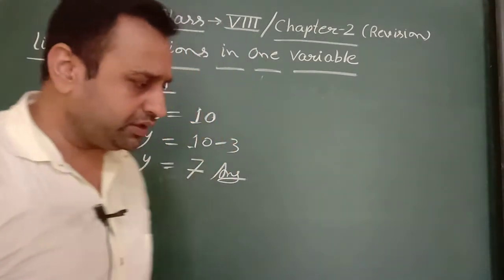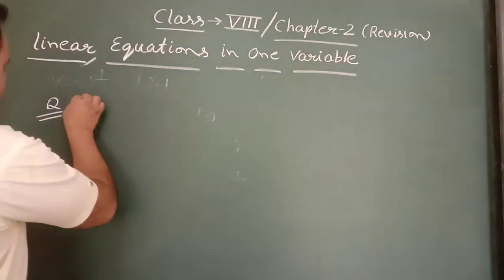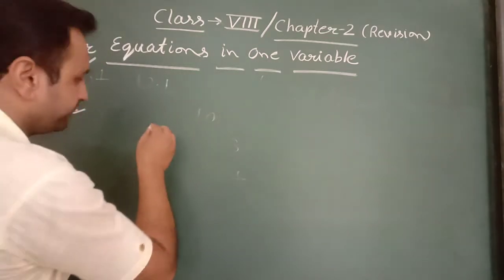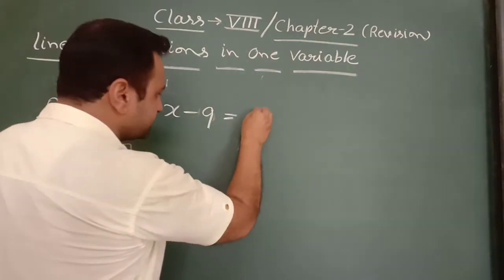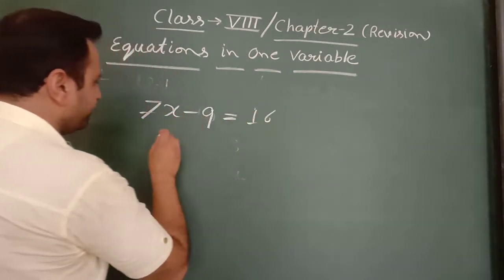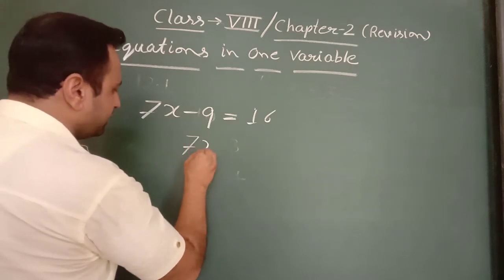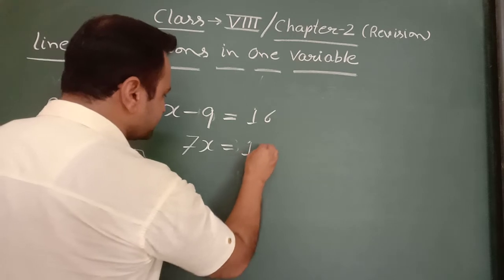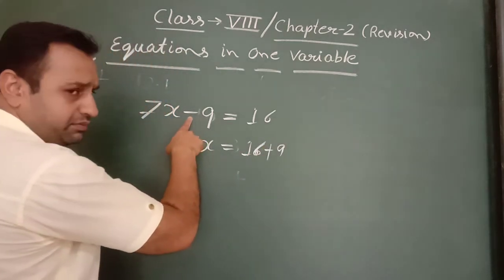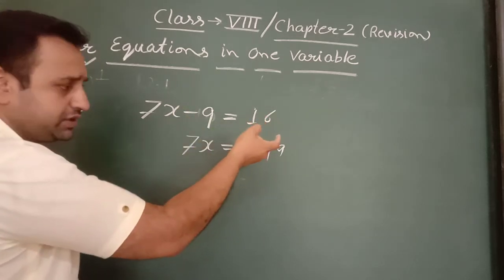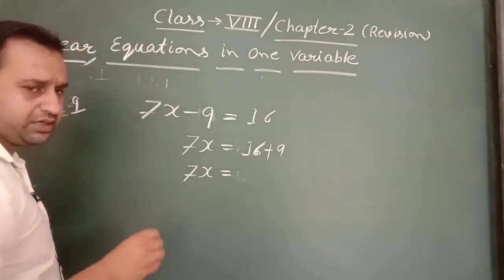Now question number 9. In question number 9, what is the question? 7x minus 9 is equal to 16. To find the value of x, firstly we transpose 9 to the right hand side. So 7x is equal to 16 minus 9. Sorry, plus 9, because it is minus, then when we transpose it, its sign changes. 7x is equal to 16 plus 9.